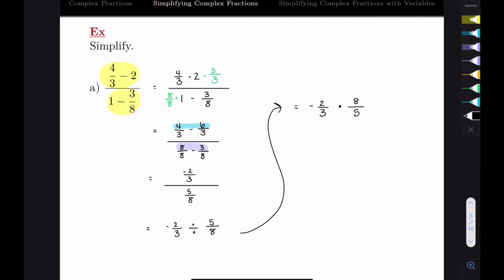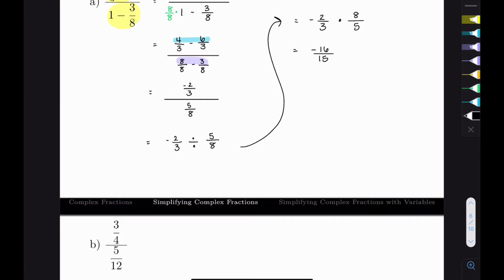And now from here, we just multiply across because I don't have anything that simplifies. 2 and 5 don't simplify. 3 and 8 don't simplify. This multiplies across to negative 16/15. And now you can see there are no common factors in the top and bottom. Okay? So this is one way we can simplify a complex fraction.